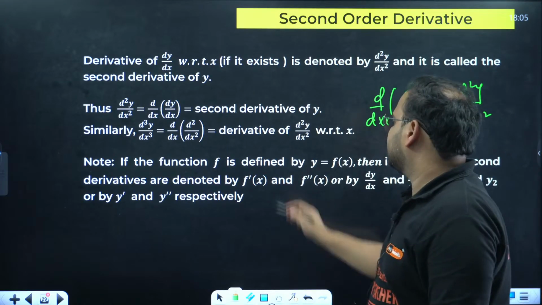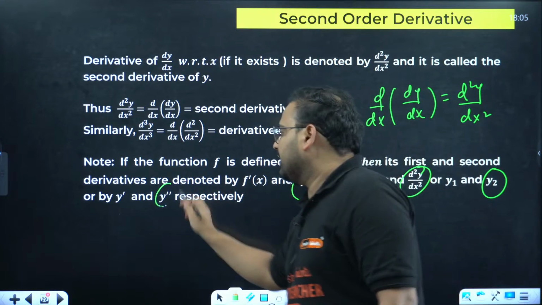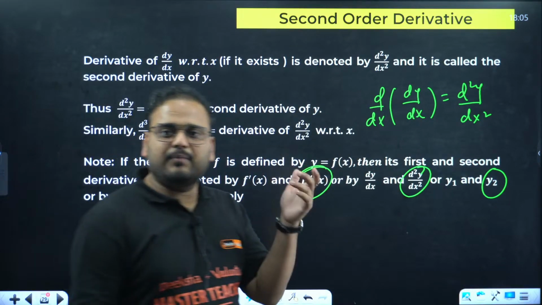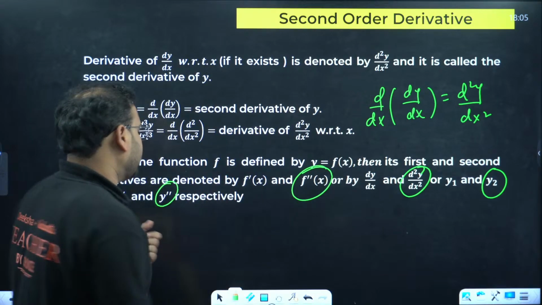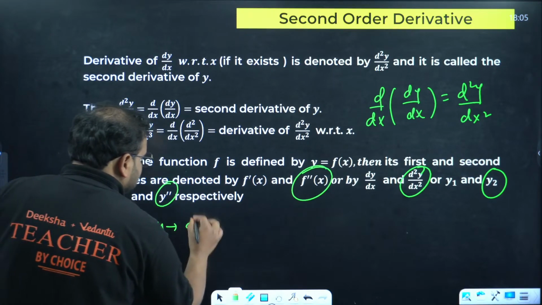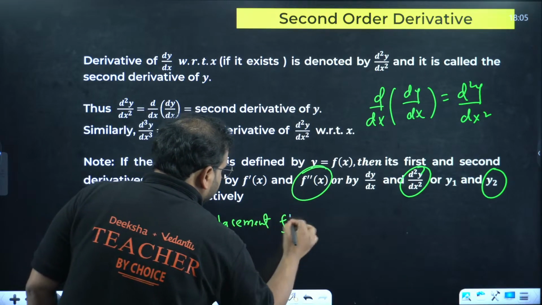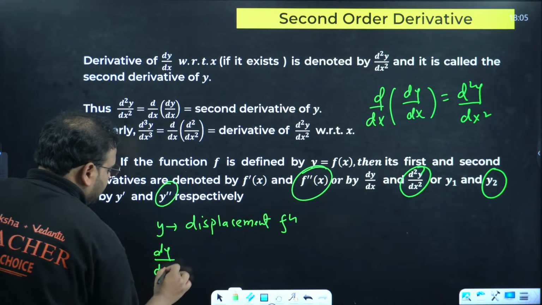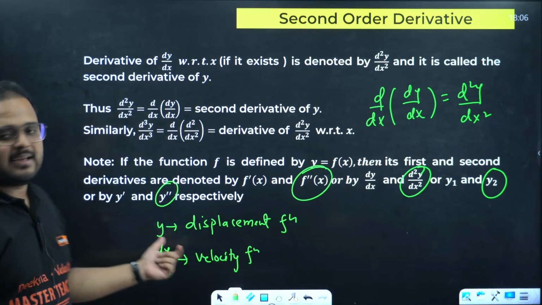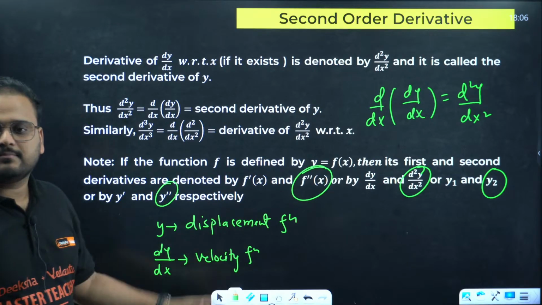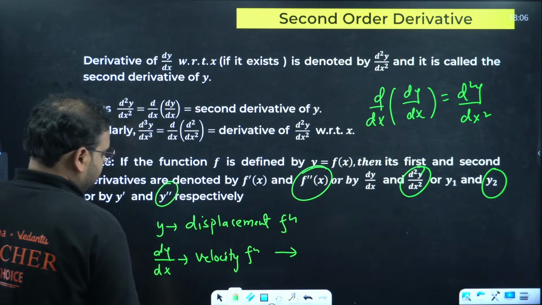Sometimes write this as f double dash of x, or this what I wrote right now, or y2, sometimes y double dash. That's it. If you take an example to understand this, if x is my displacement function, think about it. Or let's say y is the displacement function. Then what happens to dy by dx? This will be your velocity function. Correct? If y is my displacement function, then dy by dx will be basically velocity function. Or if I write this as dy by dt, it will make more sense.